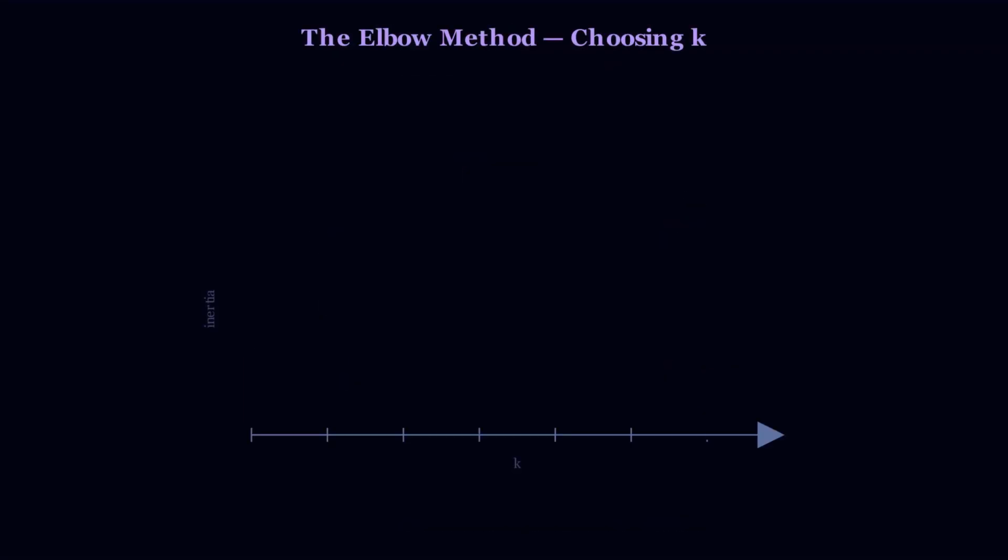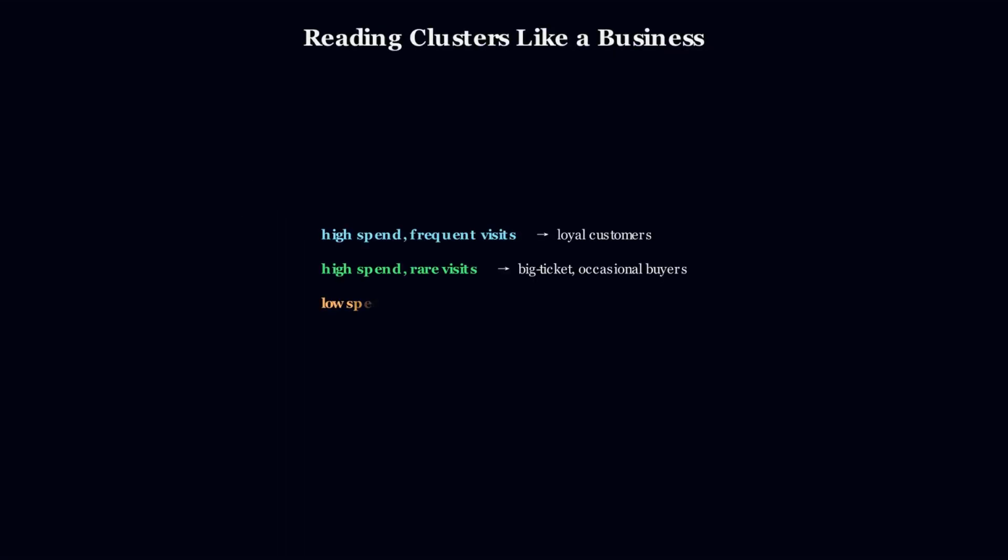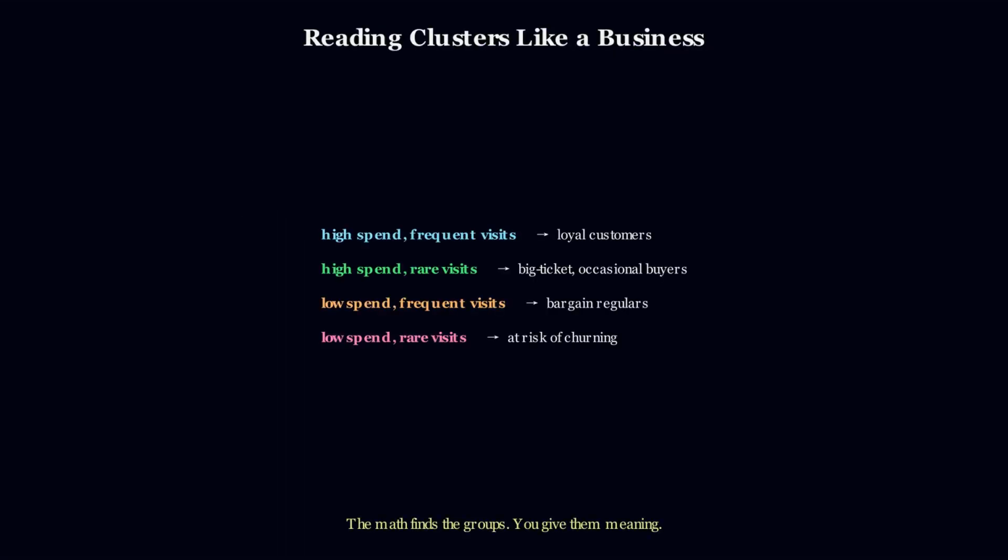But how do you pick K in the first place? Run K-means for K equals 2, 3, 4 all the way up. Plot inertia, how tightly packed each cluster is, against K. Inertia always drops as K grows. The question is where it stops dropping fast. That bend in the curve is the elbow. That's your K. K-means gives you 4 groups of numbers. It doesn't name them.